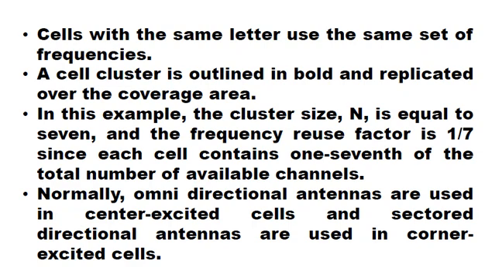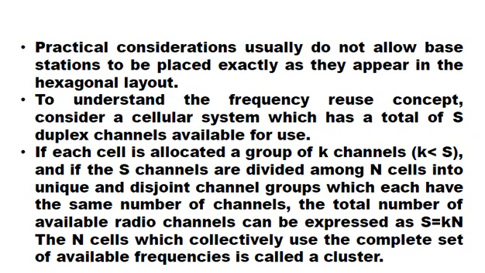Cells with the same letters use the same set of frequencies. A cell cluster is outlined in bold and replicated over the coverage area. In this example, the cluster size N is equal to 7 and the frequency reuse factor is 1/7, since each cell contains 1/7 of the total number of available channels. Normally omnidirectional antennas are used in center excited cells and sectored directional antennas are used in corner excited cells. Practical considerations usually do not allow base stations to be placed exactly as they appear in the hexagonal layout.